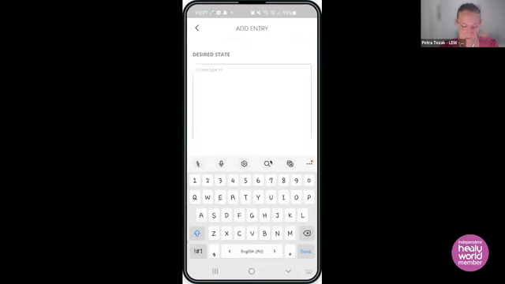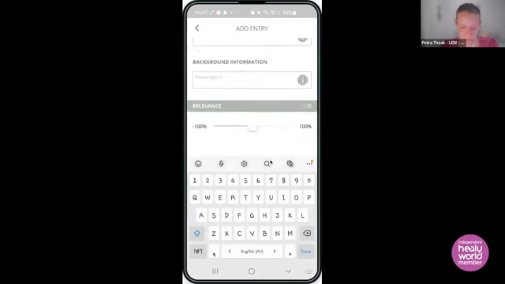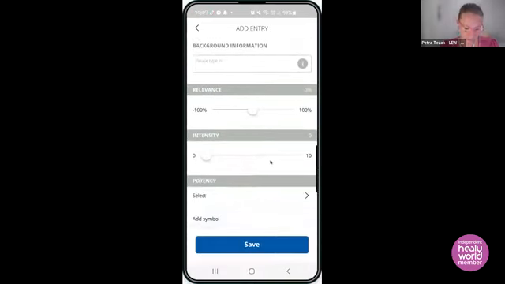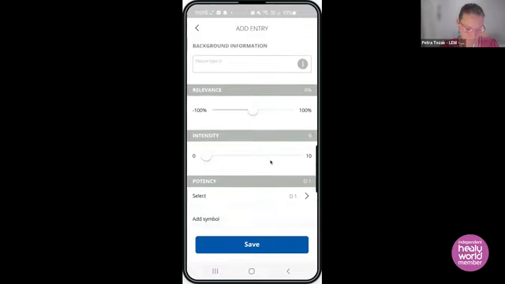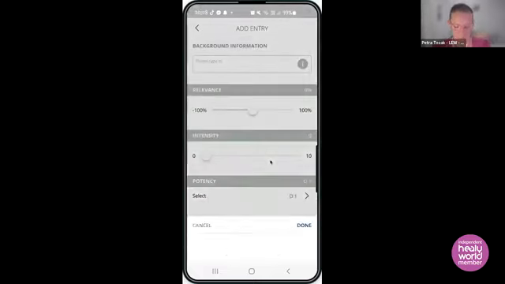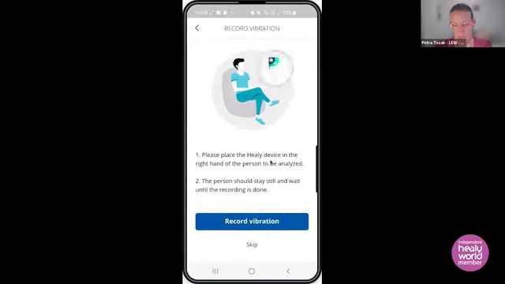Whatever you want to do. I don't know, maybe dandelion, and then you do whatever you want to. And then on the bottom, you go select. Where the symbol is, yes, you have record vibration. So you click record vibration, and you can actually have a dandelion.